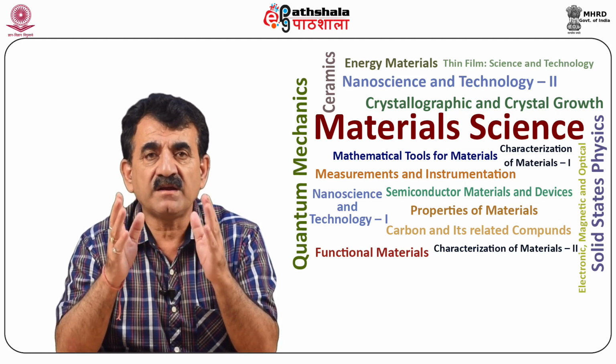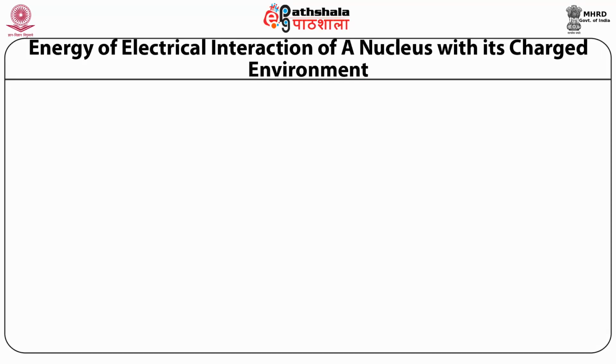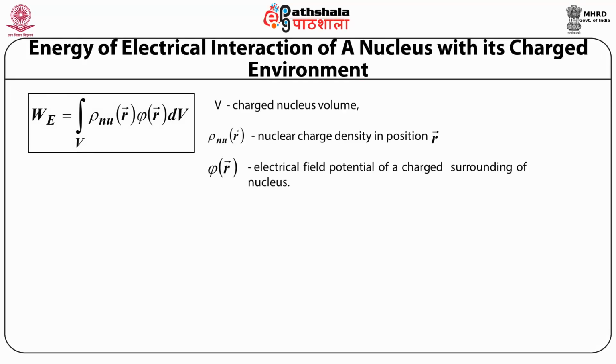Mossbauer parameters in a detailed manner. Energy of electrical interaction of a nucleus with its charged environment. In this equation, the total energy is the volume integration over the charge density, where phi is the potential, V is the nuclear charge volume, rho is the nuclear charge density at position R, and phi is the electric field potential of the charged surrounding of the nucleus.